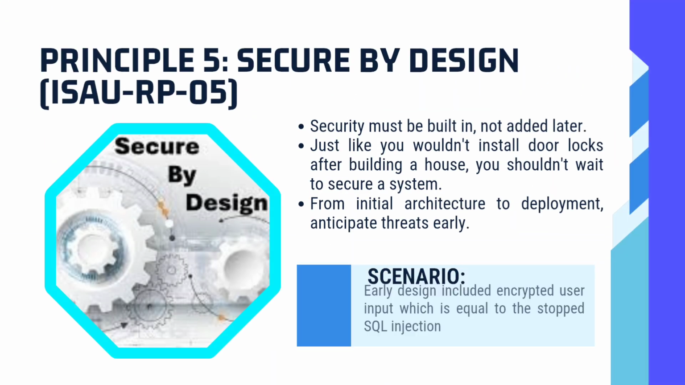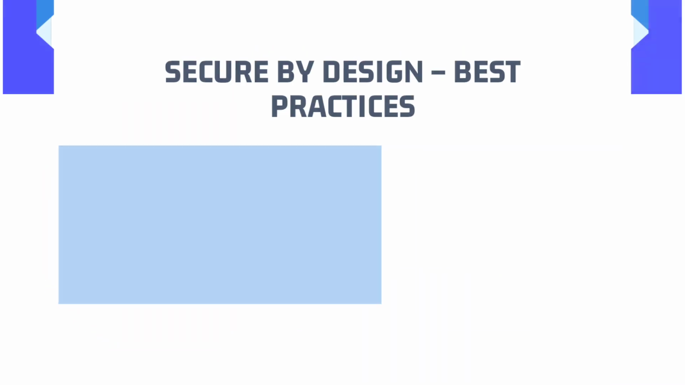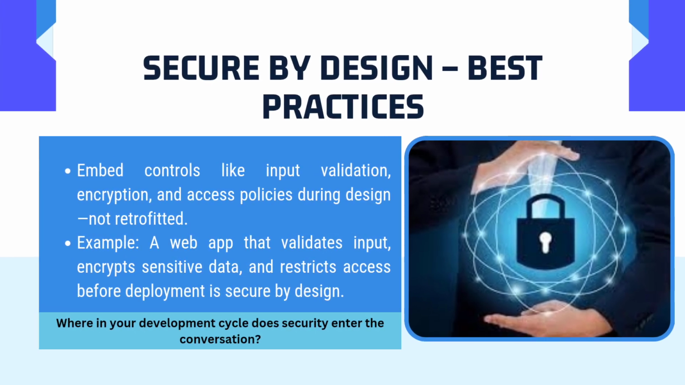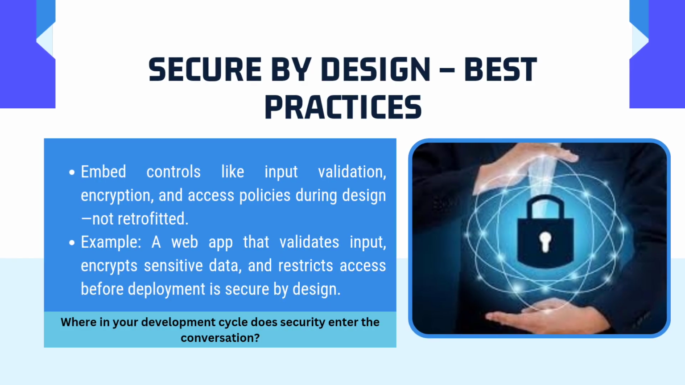2. The principle of secure by design from the Institute of Security Architecture United, P5. Now think of building a house. You wouldn't wait until after construction to install locks. You design them in from the start. Secure by design means we embed security from the ground up. From initial architecture to development and deployment, we plan for threats and build defenses in every phase. We anticipate threats early and integrate defensive mechanisms before the system goes live.